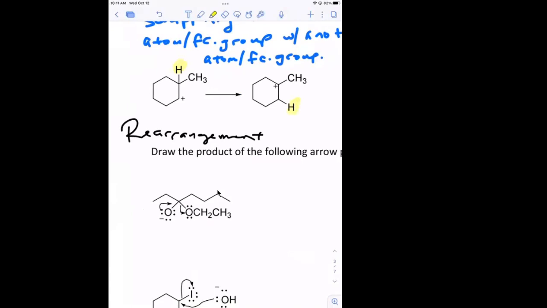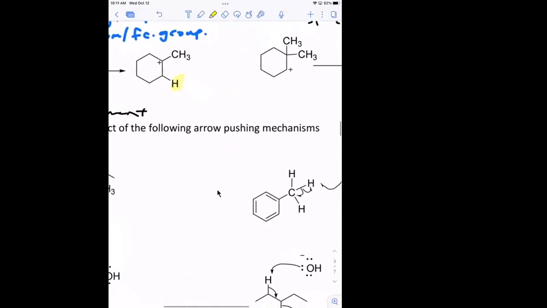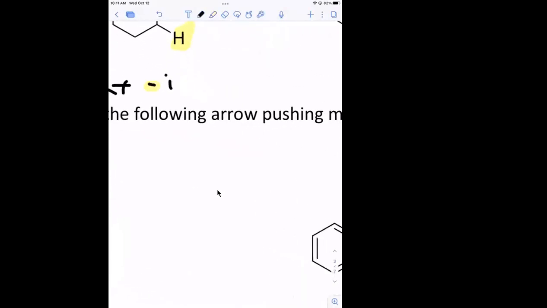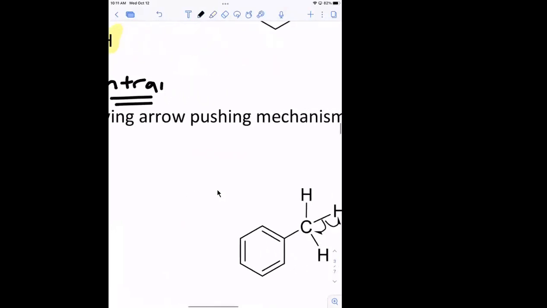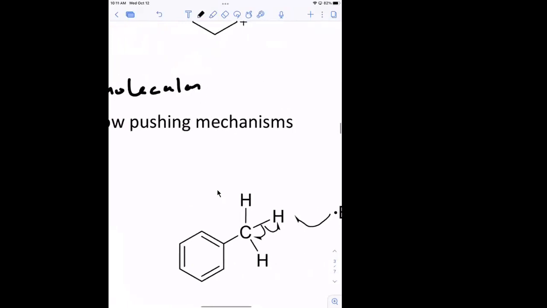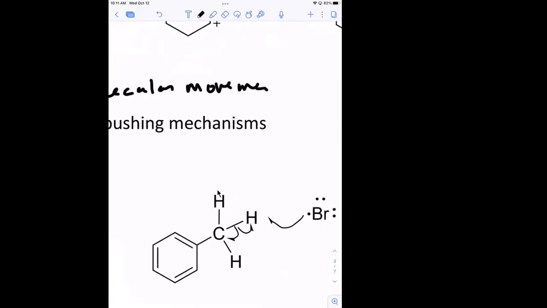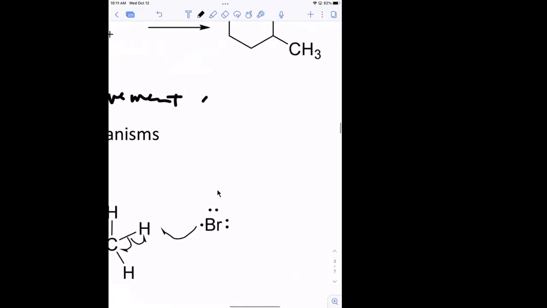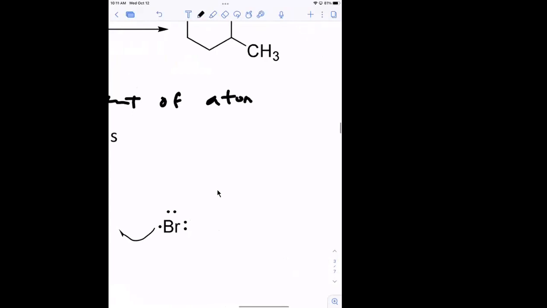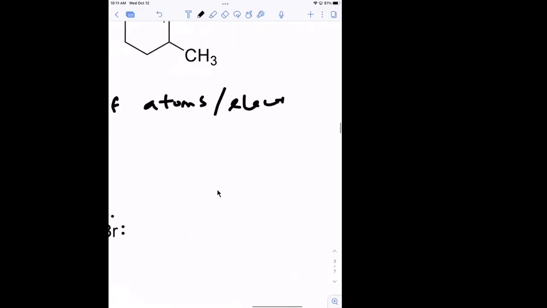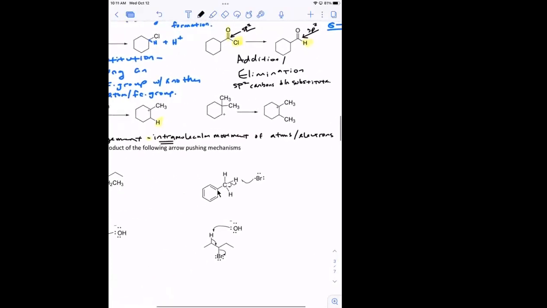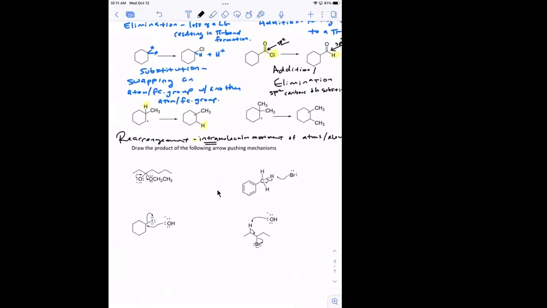So a rearrangement is the movement of atoms and electrons within the same molecule. It happens within the same molecule, so I'm going to give you a term for that: intramolecular. Intramolecular movement of atoms and electrons. Intramolecular means it all takes place inside the same molecule. There are no external forces acting on this molecule.